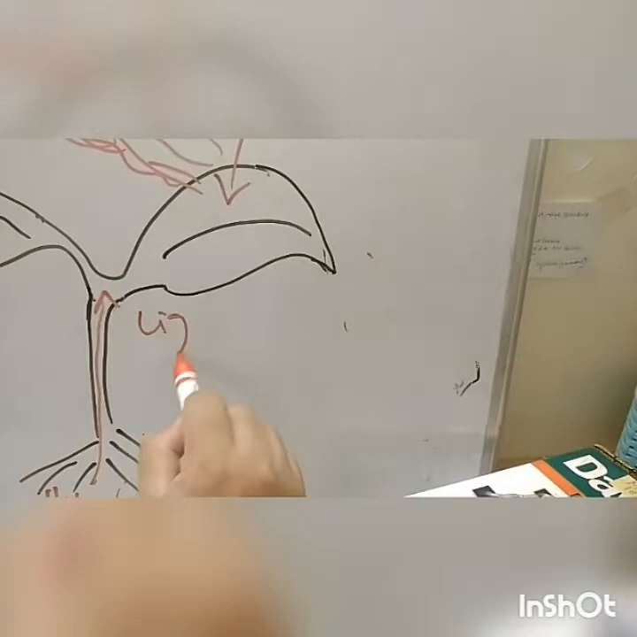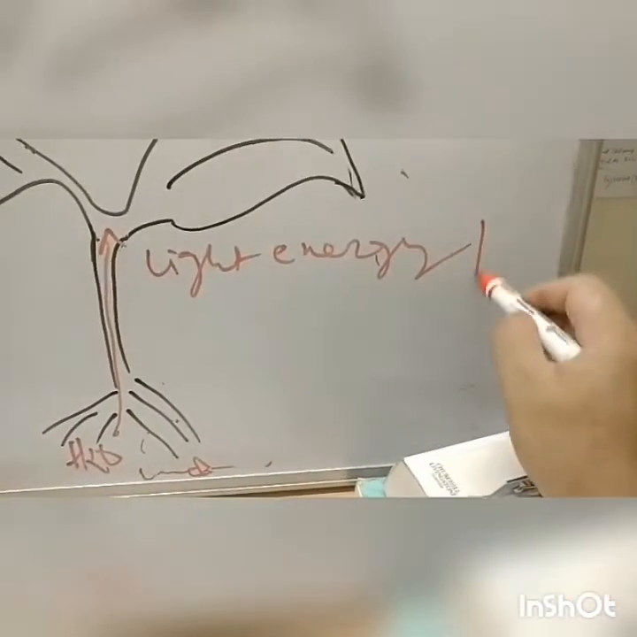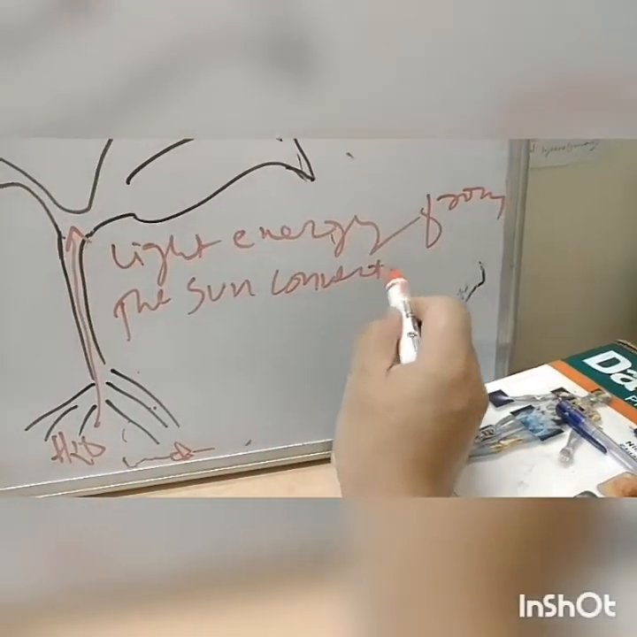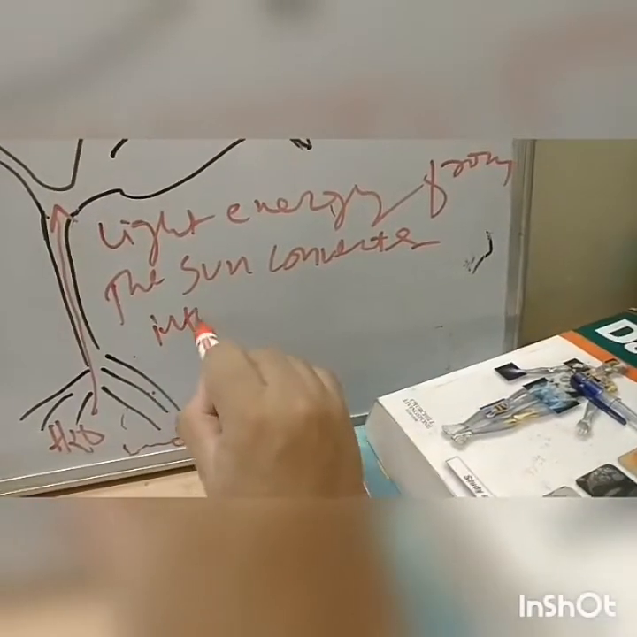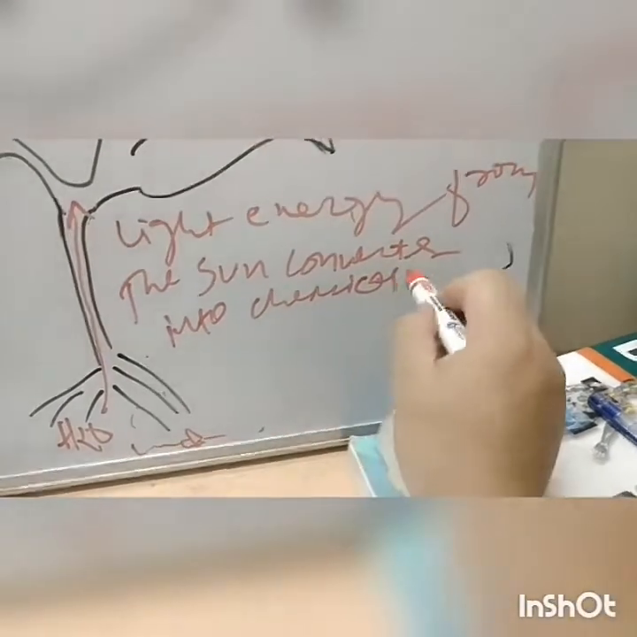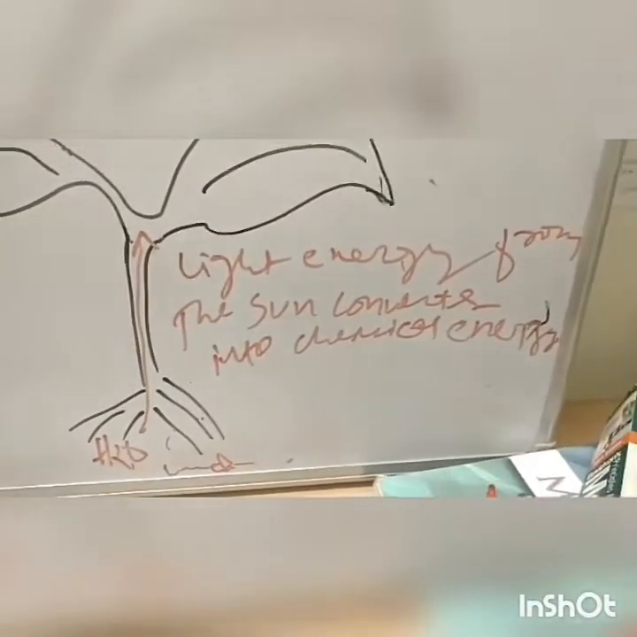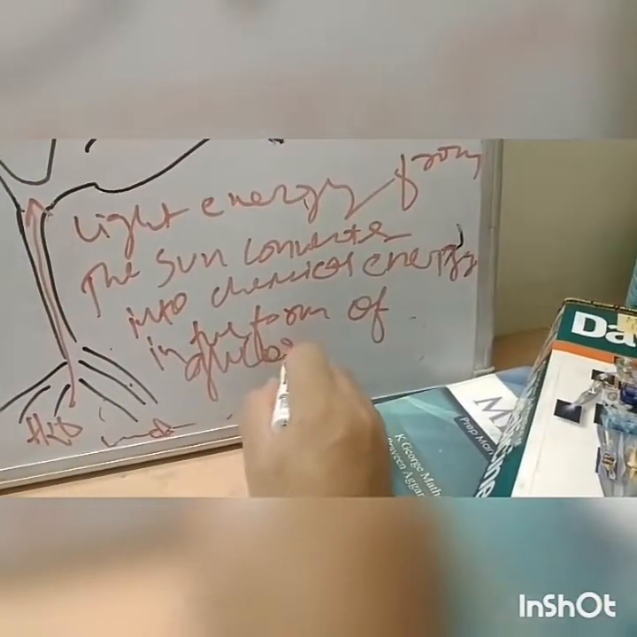The light energy from the sun converts into chemical energy, okay, in the form of glucose or sugar. Please understand this concept.